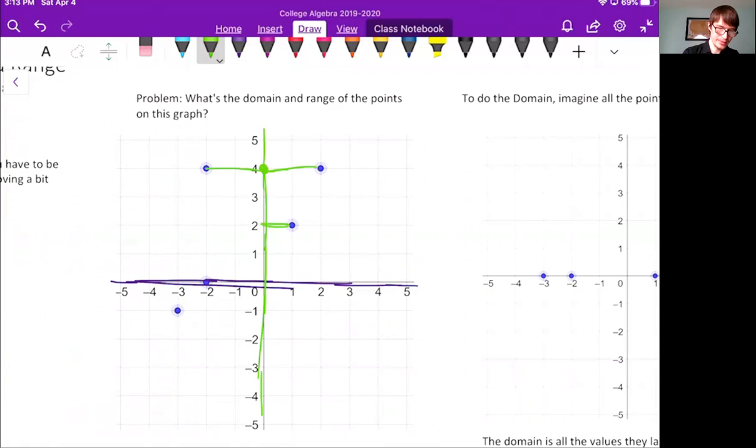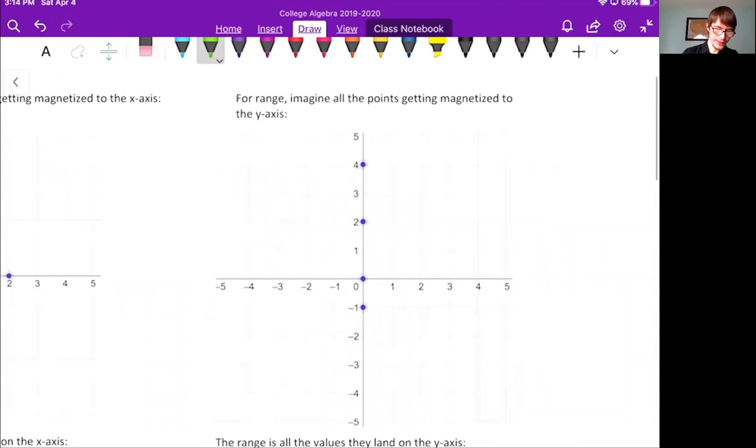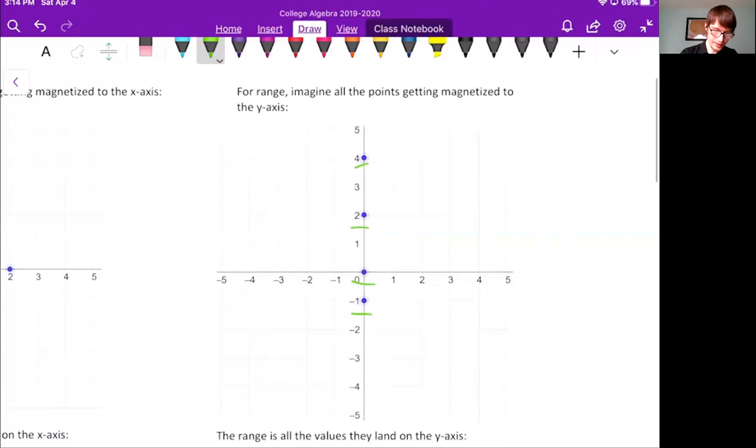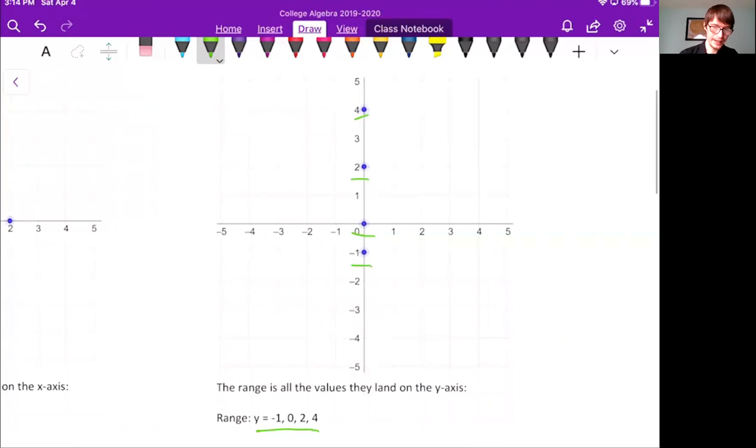This one gets magnetized to 2. This gets magnetized to 0, and this gets magnetized to -1. They get shot straight left and right. When that's finished, it looks something like this. They all get shot left and right because they get magnetized to the y-axis. So the range is just all of these y values. You've got a y value at -1, at 0, at 2, and at 4. So our range, because we're dealing with the y-axis, is y equals -1, 0, 2, and 4. And that's it. That's the domain and range for points.